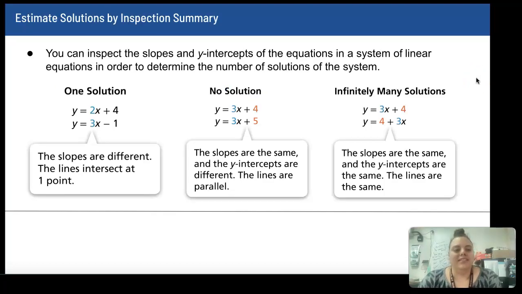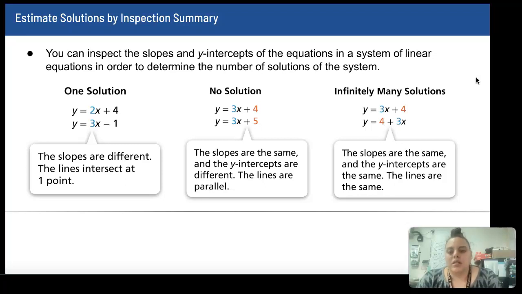Summarizing what we have learned today, you can inspect the slopes and the y-intercepts of the equations in a linear system in order to determine the number of solutions. Again, it will be one solution if you look at the slopes and they are different. However, if you look at the slopes and they are the same, if the y-intercept is different, there will be no solution. If the y-intercept is also the same, then there will be infinitely many solutions.